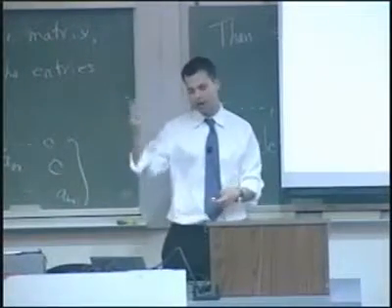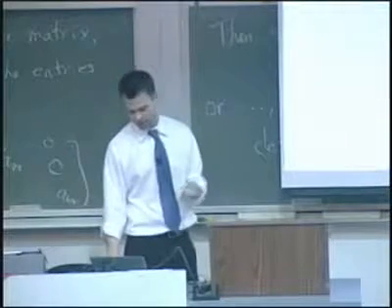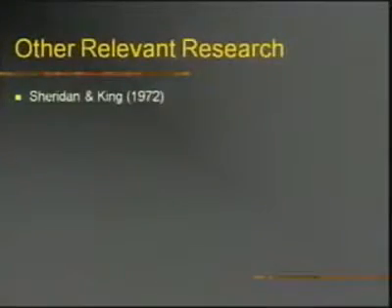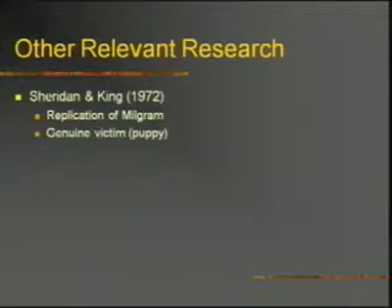Okay. So, other relevant research. Excellent question, but I answered it poorly. Sheridan and King, 1972, replicated the Milgram experiment. These are just weird experiments now. This is just me telling you the wacky stuff that social psychologists do. They made a real victim a puppy. They got a puppy. How messed up is that?